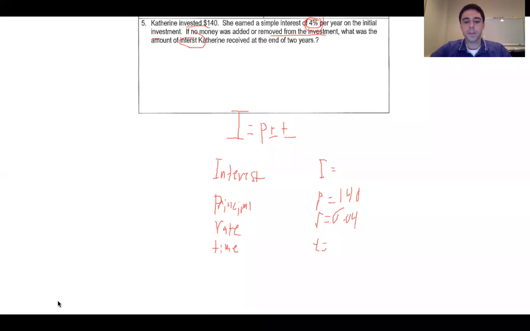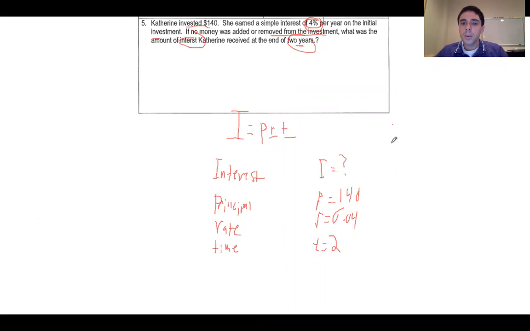And what's our time going to be? How many years is it in the bank? Right, exactly. It's in the bank for 2 years. So circle that. That's going to be 2. So we are looking for our interest. That's going to be unknown.